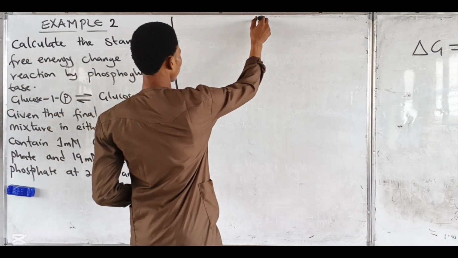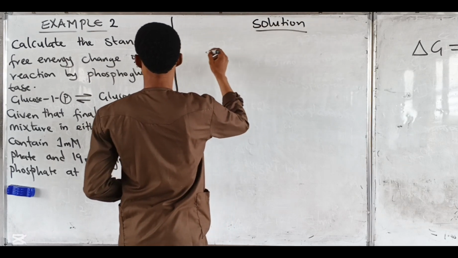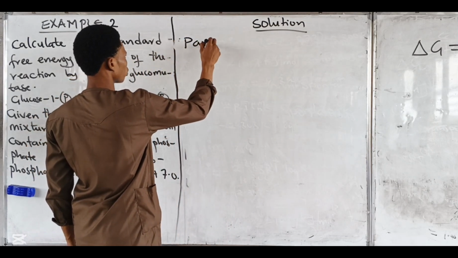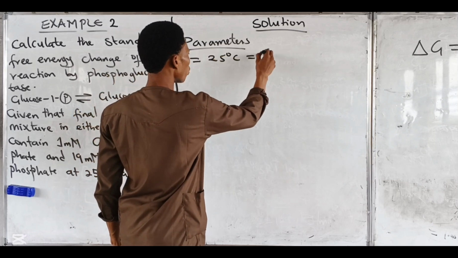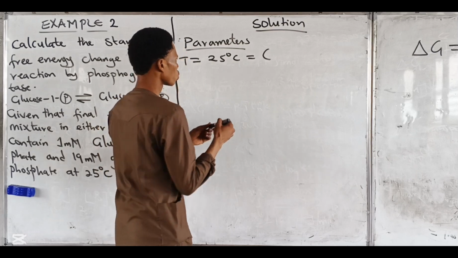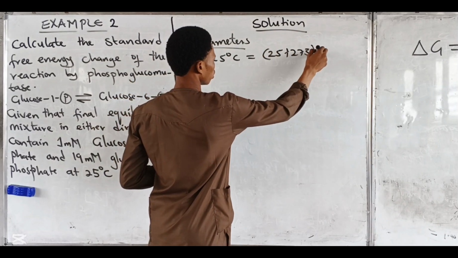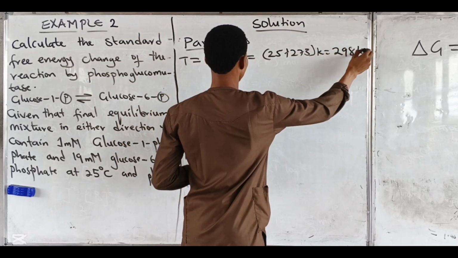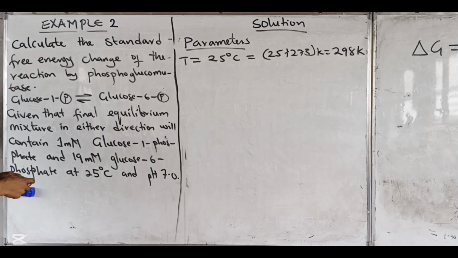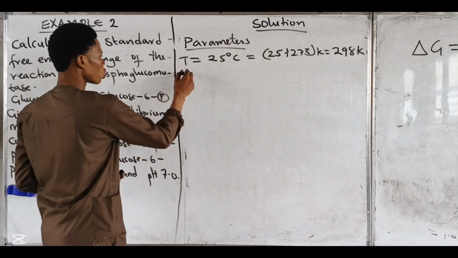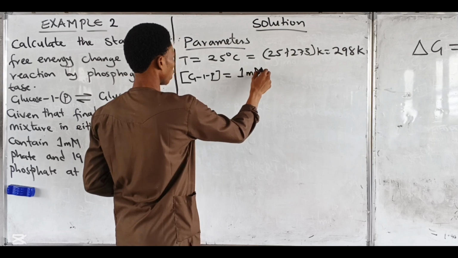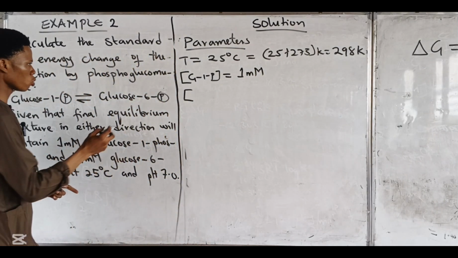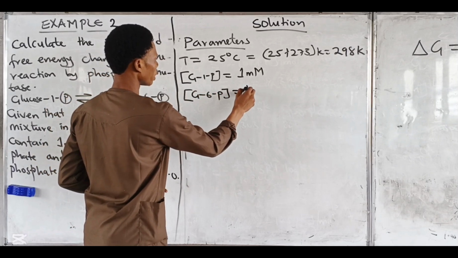And I always say, anytime you want to solve, the first thing is to write the parameters that you are given, right? So the parameters given, we're given temperature as 25 degrees Celsius. But we know we always convert the temperature to Kelvin, right? So to Kelvin now will be 25 plus 273, which will give us 298 Kelvin. Now the next thing is, we were given the concentration, given that the final equilibrium mixture in either direction will contain 1 millimolar glucose 1-phosphate, meaning that the concentration of glucose 1-phosphate will be equal to 1 millimolar, right? And the concentration of glucose 6-phosphate will be 19 millimolar.